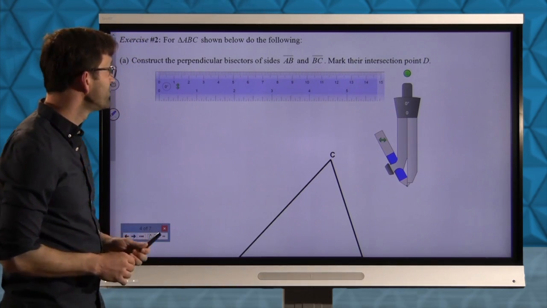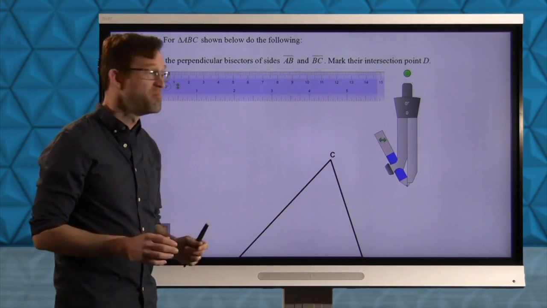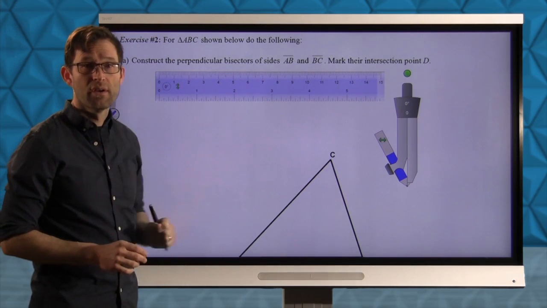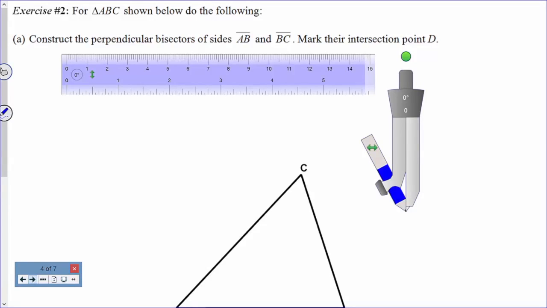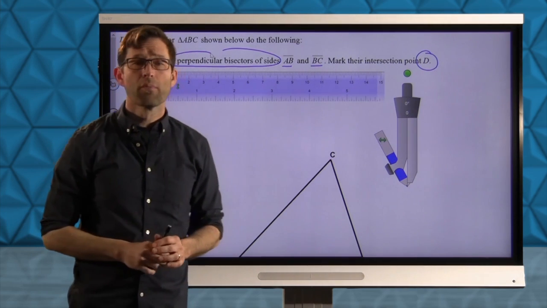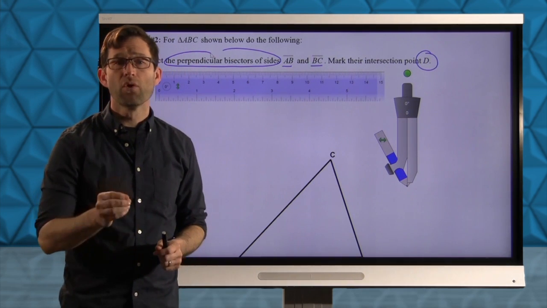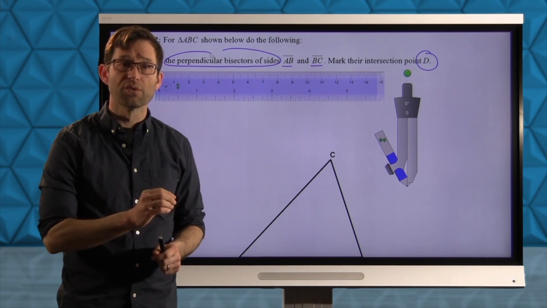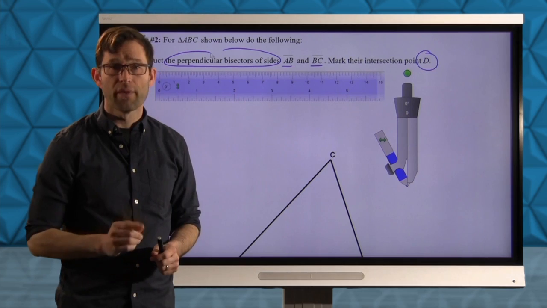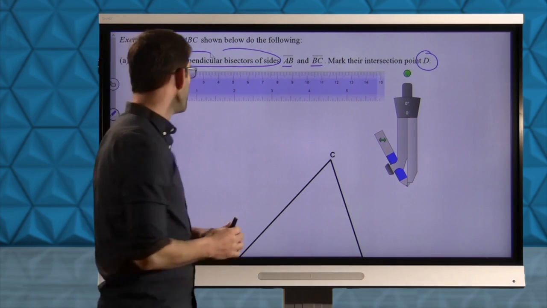Okay, here we go. Starting off, make sure again, straight edge, compass, we're all set. Letter A asks me to construct the perpendicular bisectors of sides AB and BC. Mark their intersection point as D. Now, the perpendicular bisector of a segment is something that we've seen in multiple lessons at this point, but let me review how to do that for one of the two segments, and then you can practice on the other segment. So let's do it.